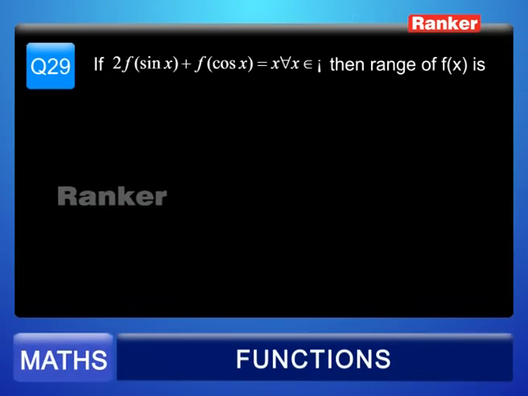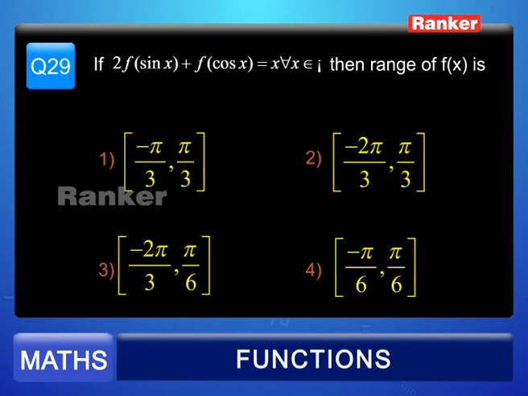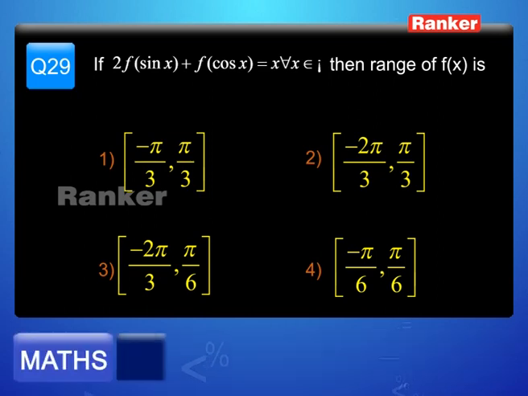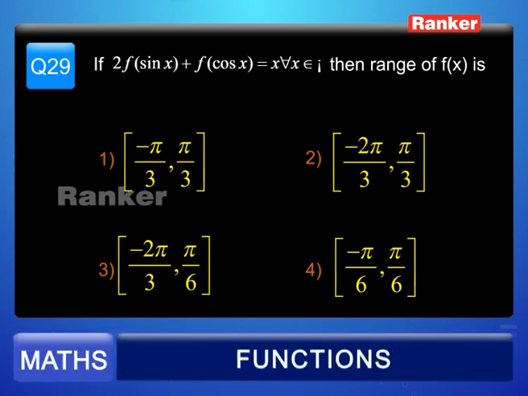In this question, 2 into f of sin x plus f of cos x is equal to x for all x belongs to R. Then range of f of x is, where does it lie? That we have to learn. He has given 4 options again. First option is closed interval minus pi by 3 to plus pi by 3. Second option is minus 2 pi by 3 to pi by 3. Third option is minus 2 pi by 3 to pi by 6, and the fourth option is minus pi by 6 to pi by 6.